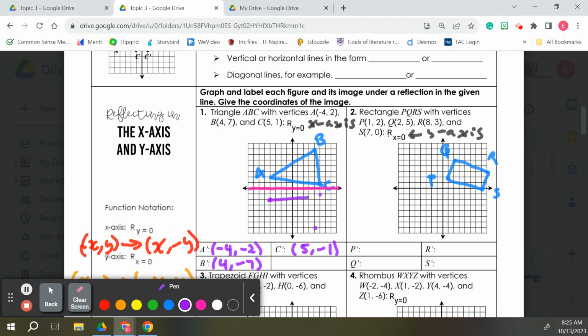So if we look, A prime, B prime, C prime, are those equidistant from the line of reflection? Yes, so we did okay. We're fine.